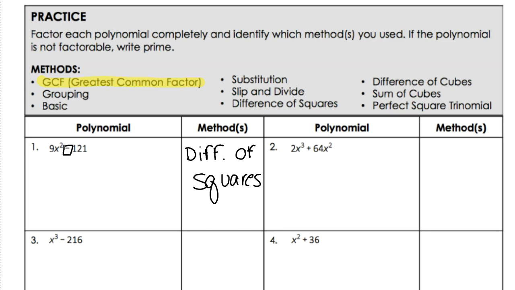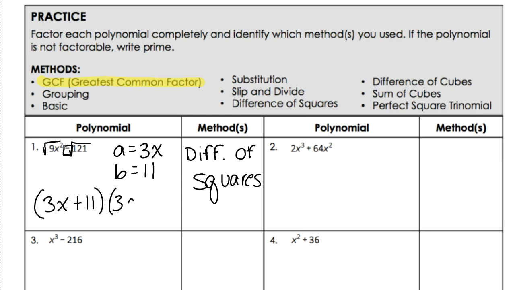Two perfect squares that are being subtracted. So remember, when we do this, we square root both terms, and we figure out that a is 3x and b is 11. So then I use that formula, which is a plus b times a minus b. And again, I can check my work, FOIL them back together. It would give me 9x squared minus 121.